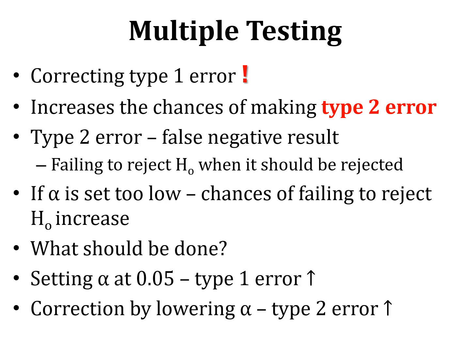So we are left in a confusion. What should be done? If we are setting the level of significance at 0.05, then we are increasing the chances of making a type 1 error in multiple testing. But if we want to correct the level of significance for multiple testing by lowering the level of significance, then we are increasing the chances of making type 2 error. So this is really a confusing situation, and what should we do in this case?